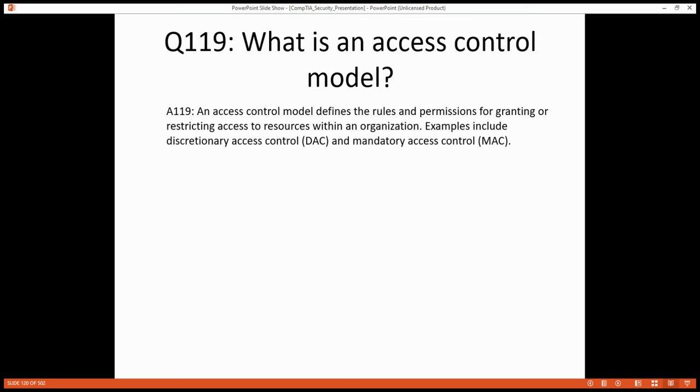Q119. What is an access control model? A119. An access control model defines the rules and permissions for granting or restricting access to resources within an organization. Examples include discretionary access control, DAC, and mandatory access control, MAC.